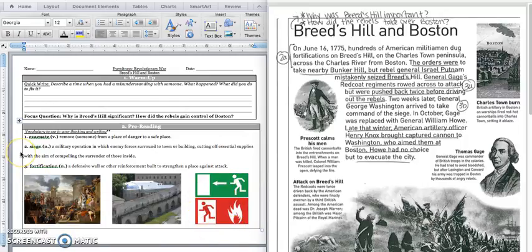Our second word is siege, and that is another word for a military battle. So you would draw a line to this picture. And then the last one is fortification, and that's when you build a wall around a city or around a place to keep people from attacking you, to protect your city. So you draw a line to this picture.